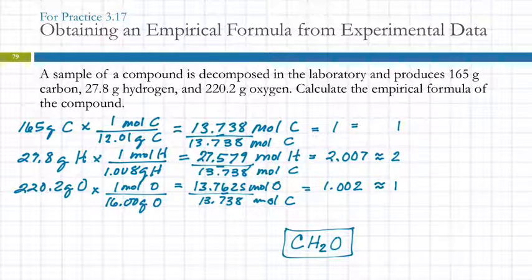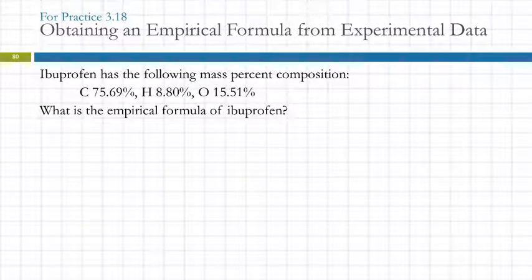Any questions? So let's do this one. Here we're given percent composition. Ibuprofen has the following mass percent composition. What's the empirical formula?